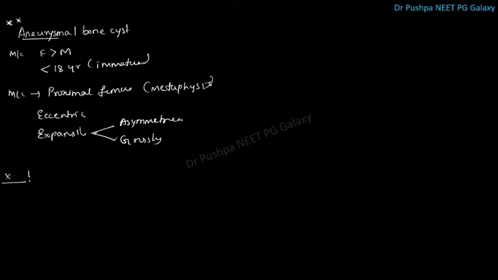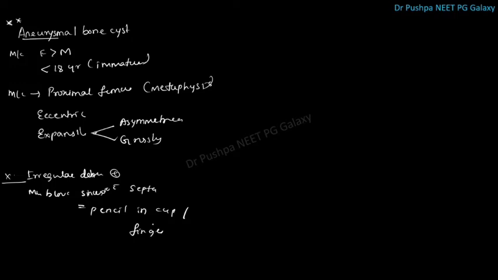The X-ray finding of this cyst is irregular destruction plus multiple blood-filled sinusoids with well-defined septae in between. That is called pencil in cup or finger in balloon sign. So these are the X-ray findings of aneurysmal bone cyst. What is the biopsy finding? We can see giant cell variants.